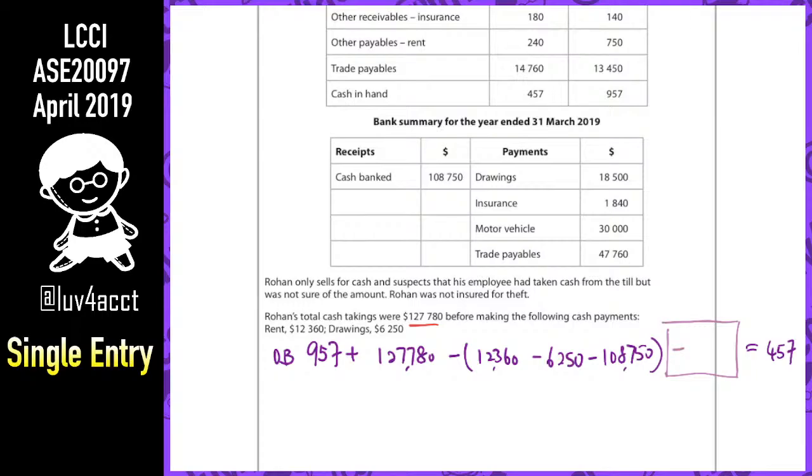So 957 plus 127780, minus, these should be added here, the 12360, 6250, 108750. Yes, we should have 1377. But then we only have 457 here. So the amount taken by the employee is 920.